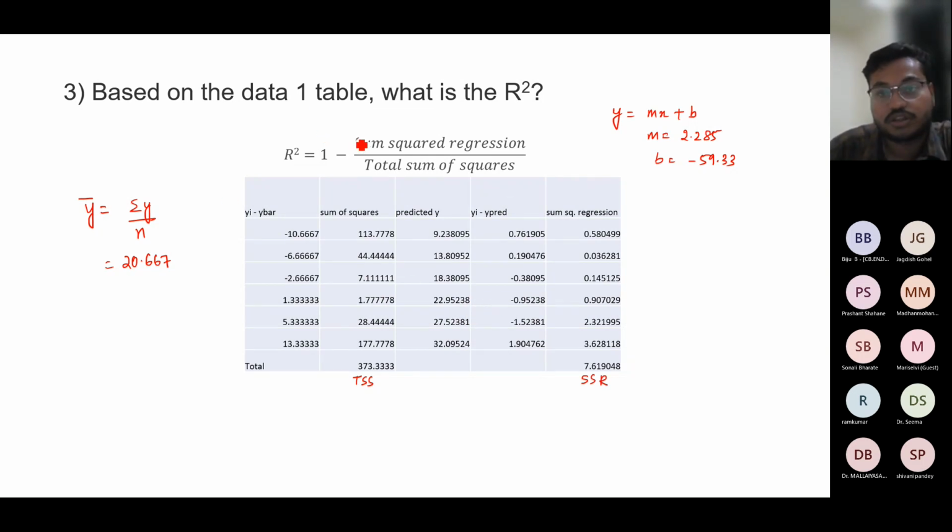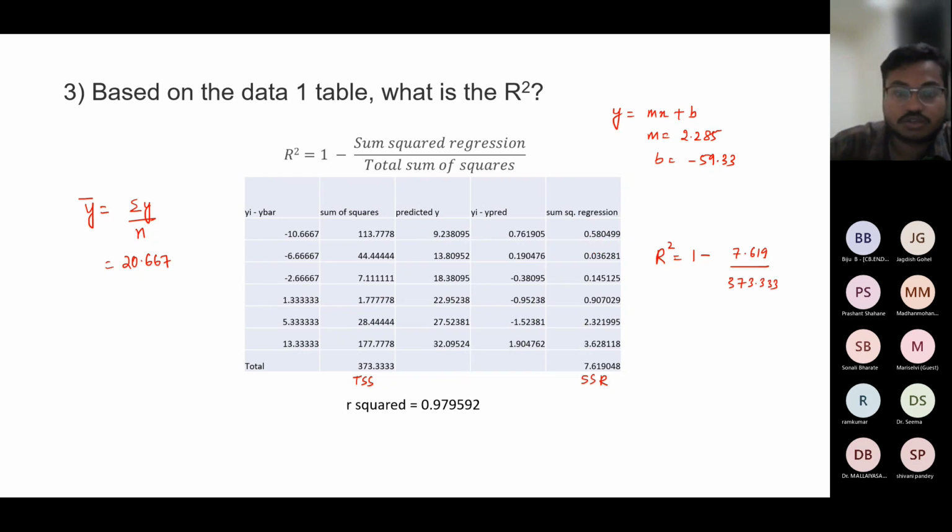Then we'll substitute it in this equation, and our R square value will turn out to be 1 minus 7.619 divided by 373.33, which turns out to be 0.9795. Is this clear? Hello? Yes, it is clear. Yeah, okay.